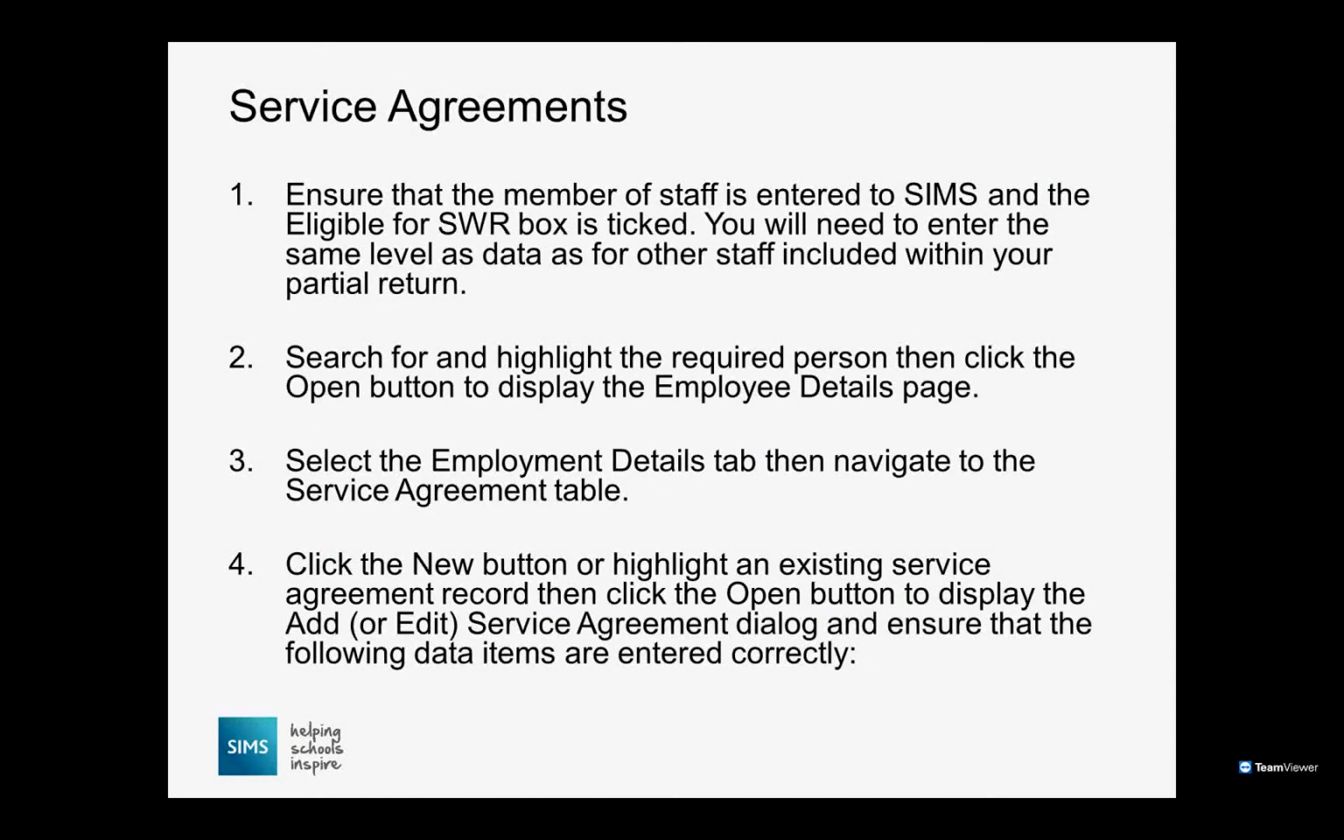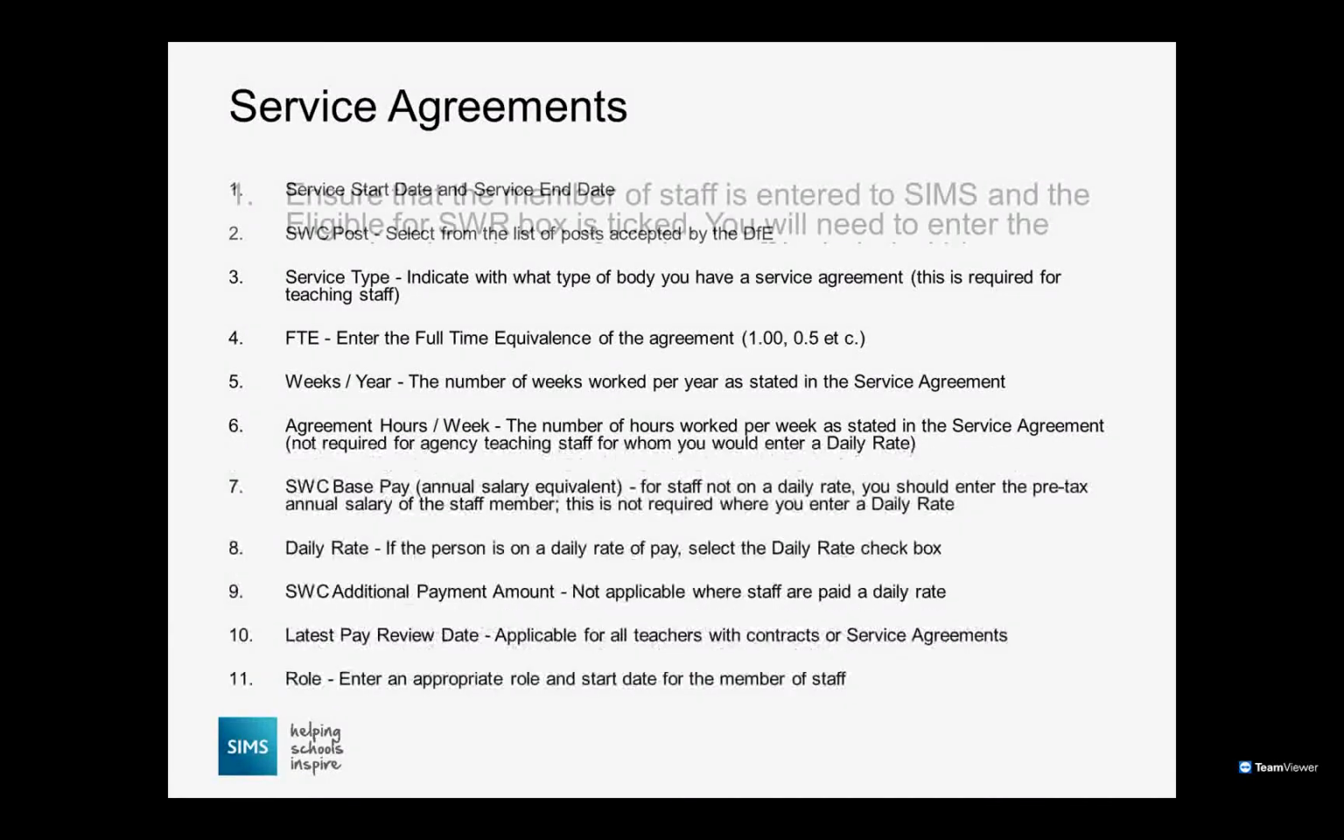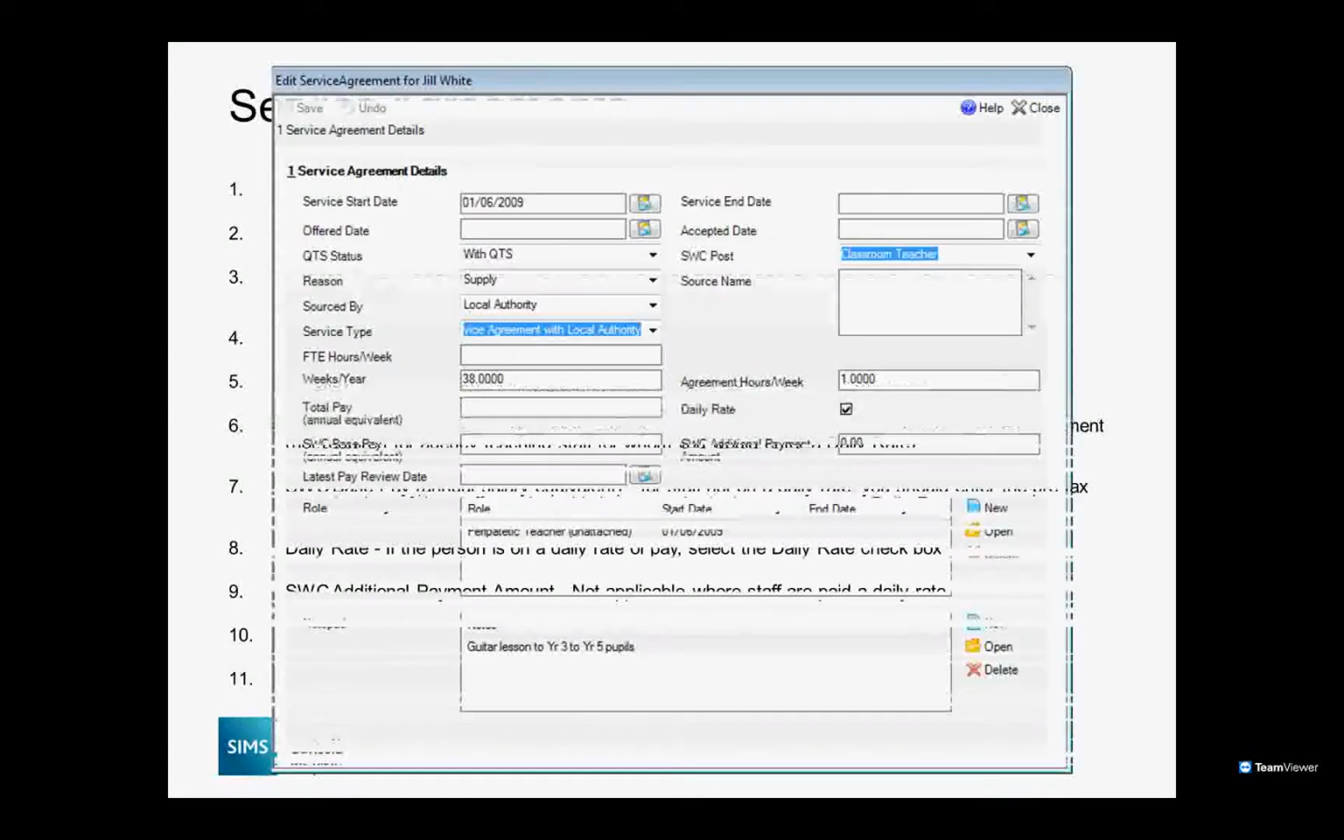employment details tab, and then go down to the service agreement table and add a new service agreement. These are the data items that you need to enter: the service start and end date, the post, the service type, whether they're full-time or not, how many weeks a year and how many hours per week they're going to work, the base pay if they're not on a daily rate, the daily rate if they are, the additional amounts, payments, latest pay review date, and the role that they're filling. Anything to add to that, Helen?